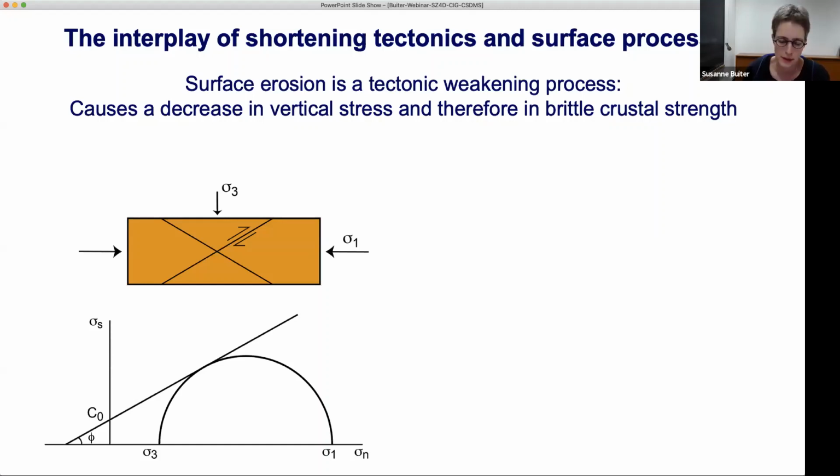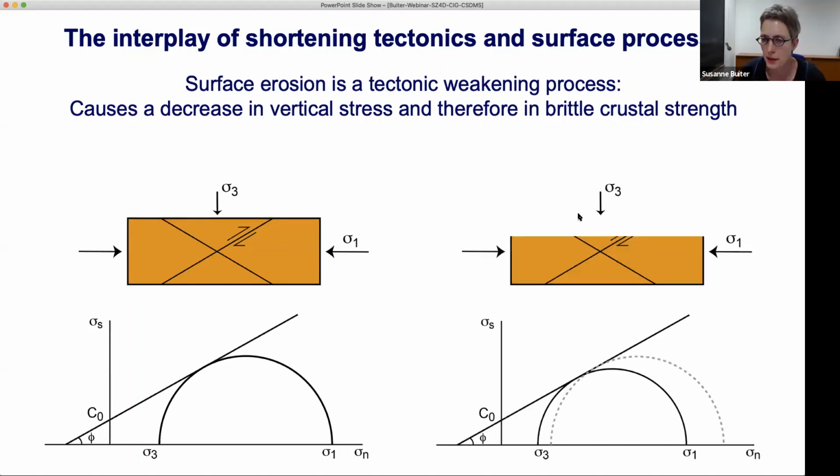strength. So if you think about a crustal block here in the orange and yellow, if it's in shortening, the main principal stress sigma 1 is horizontal, and the overburden stress sigma 3 is vertical. And if I put the block at failure, you would get the Mohr diagram like here, with sigma 1 here in the space of shear stress versus normal stress.